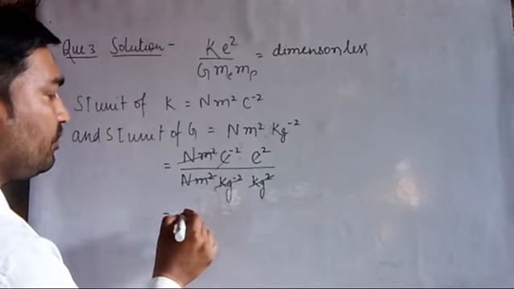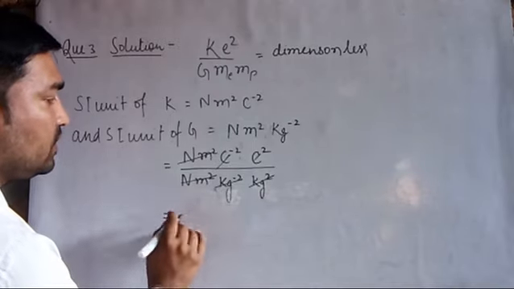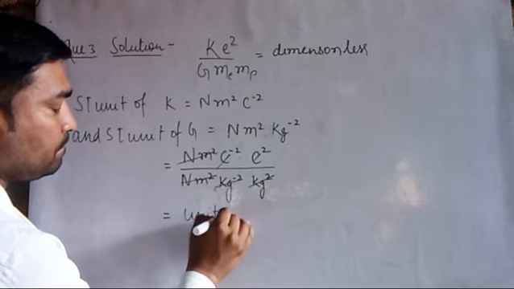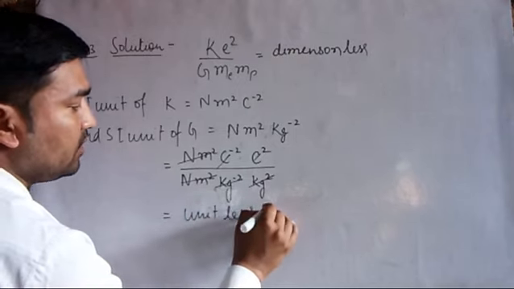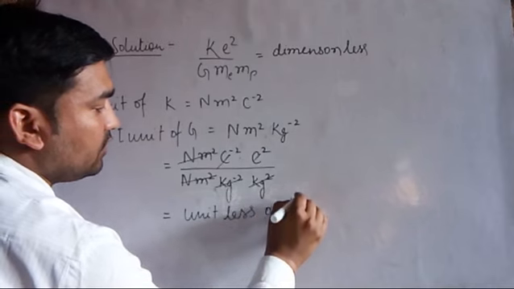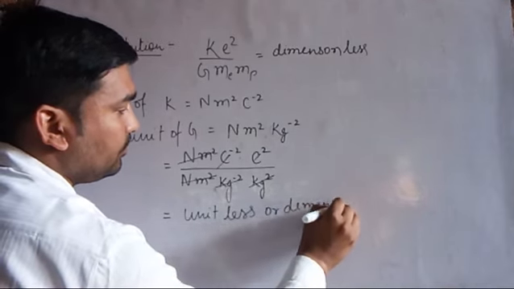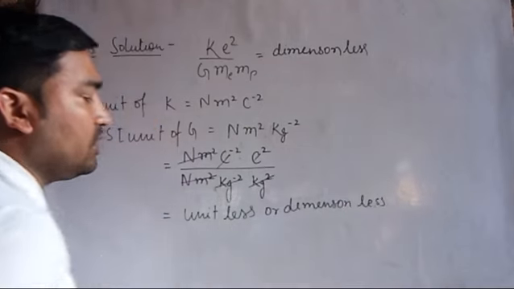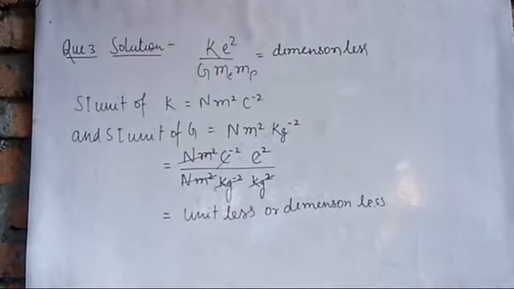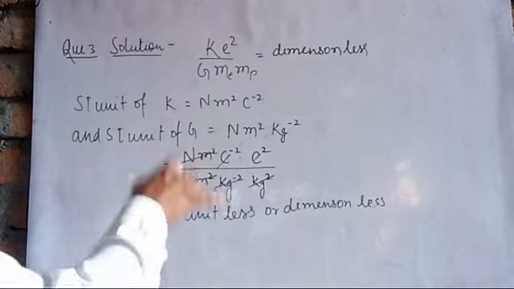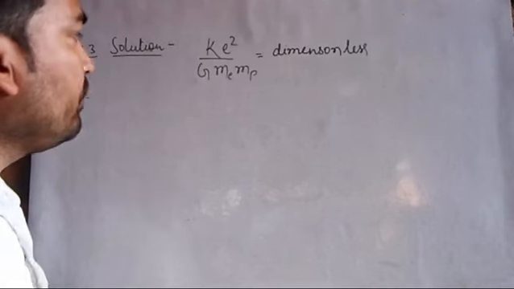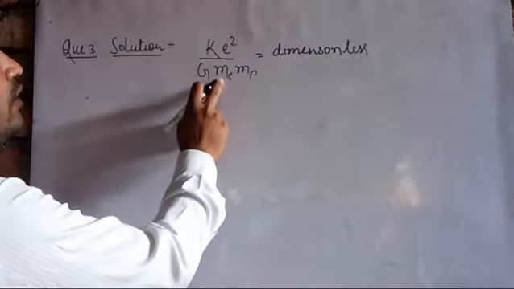Hence, we get unitless or dimensionless. Hence, it is proved that this quantity is a dimensionless quantity. Now, we have to find out the value of this ratio.